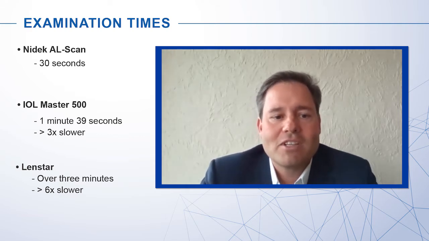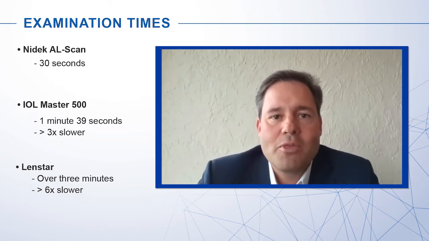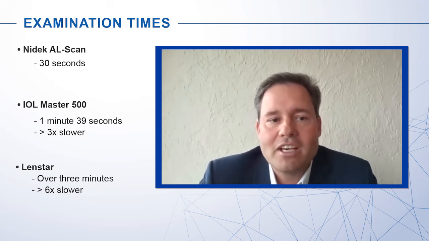So what we found is with the LensStar, it was taking over 3 minutes to acquire the data. The IOL Master 500 was about 3 times slower than the AL-Scan. So for my AL-Scan patients, it was about 30 seconds. So when it came time to buy another device for our satellite offices, my techs actually came to me and asked me to go ahead and get another AL-Scan, that they preferred it over the competing devices that we had in the practice.